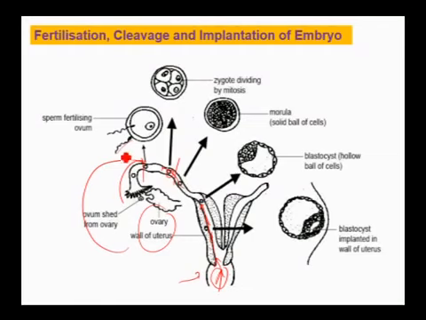Now, the sperm enters into the cytoplasm of the egg through the zona pellucida and plasma membrane. The entry of the sperm into the cytoplasm activates the egg. This is called activation of the egg. As a result, the membranes of the egg get thickened.